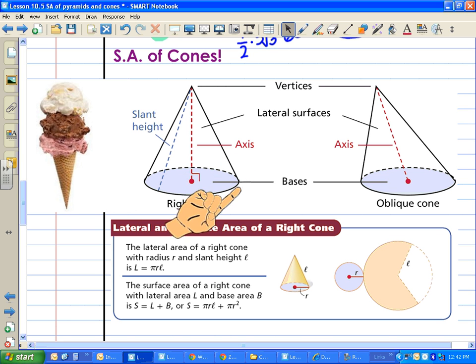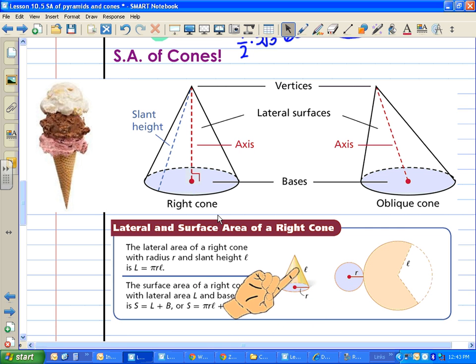Okay, so in a cone, instead of a square base or a hexagon base like in a pyramid, a cone is going to have a circular base, right? So you're going to need to find the area of the circular base by doing the area of a circle. And then to find the area of the piece that wraps around, the lateral area, that's going to be a little bit different. And actually, they give you a formula over here. I'll get to that right now, okay?